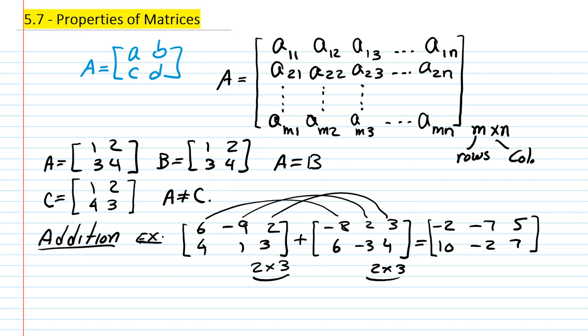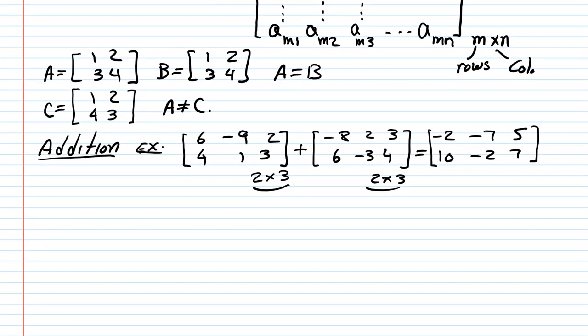Simple, very simple to add them. And subtraction, we can also define subtraction as addition with opposites. Let's do one more addition just to make sure, because sometimes you may have expressions, not numbers, in a matrix.